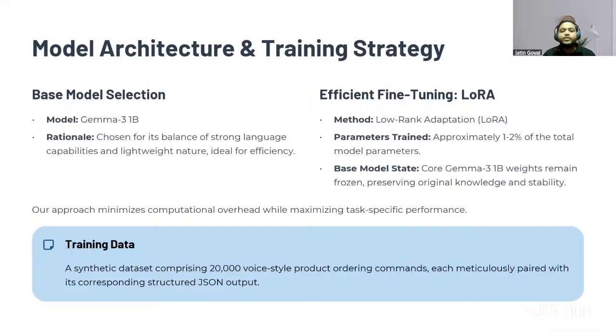For the training, we created a synthetic dataset of 20,000 voice-style ordering commands paired with their corresponding JSON output. The dataset covers different sentence structures, synonyms for common products, and quantities in both numbers and spoken forms. For example, "add 2 bottles of milk and 6 eggs to my cart" is mapped to a structured JSON representation with item names and quantities.